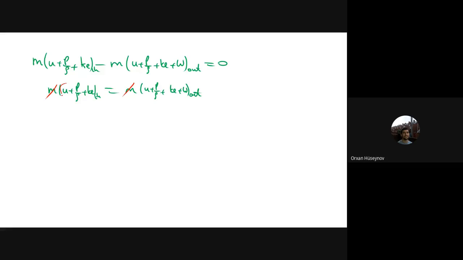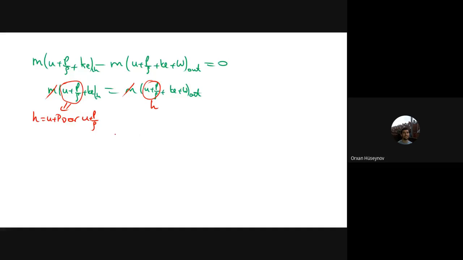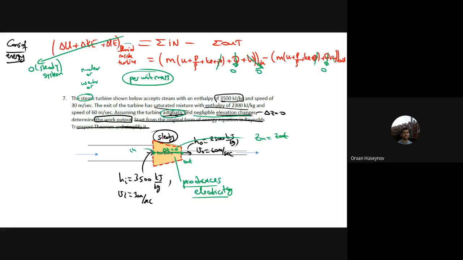And the u plus P by rho, from thermodynamics, is the enthalpy, which is u plus P times nu, or u plus P by rho. This one is the enthalpy here. This one is the kinetic energy, and similarly, this one is the enthalpy. Now I will write the values. At inlet, you have 3500 kilojoules per kilogram. You should convert it into joules per kilogram, SI unit, plus the kinetic energy, which is V squared by 2.